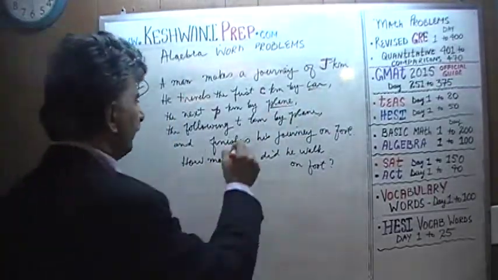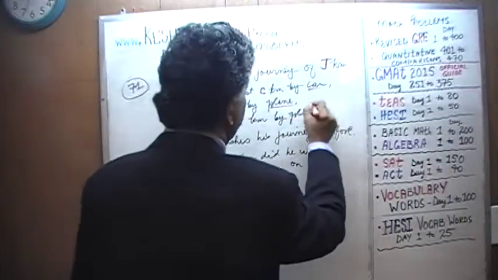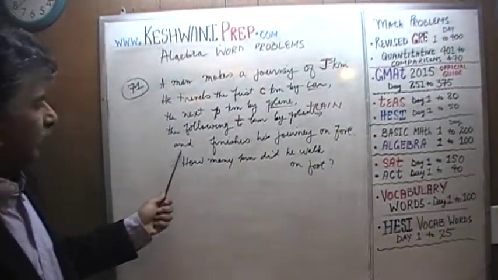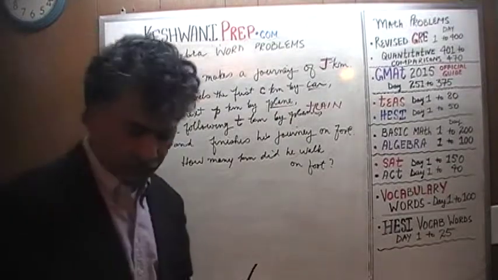The following t kilometers. It should not be plane, it should be train. T for train. And he finishes his journey on foot. The question simply is, how many kilometers did he walk on foot?